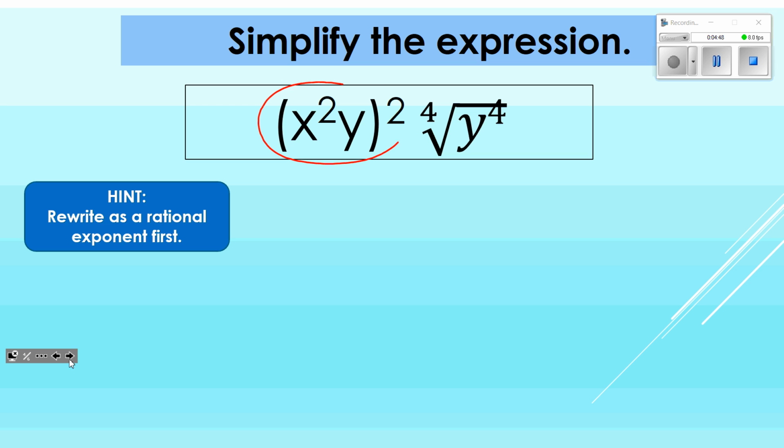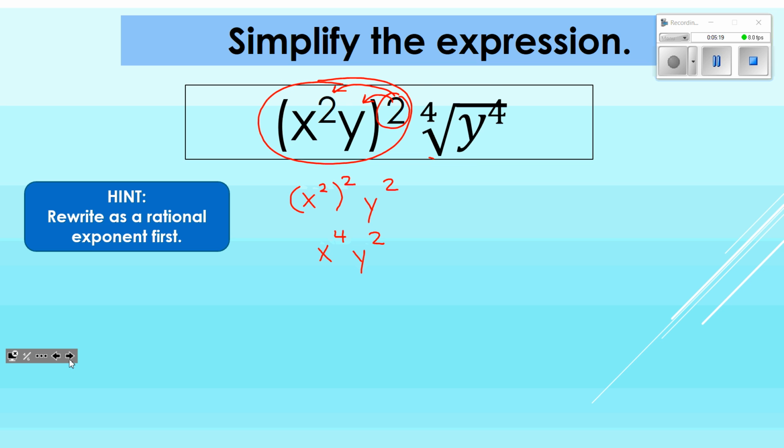First, we're going to look at just this portion. Outside, we have an exponent. It's going to be applied to each base inside. So what we have first is x squared raised to the 2nd power, and then we have y squared. Remember, with an exponent raised to an exponent, we call that power of powers, and we multiply it. So x squared raised to the second power would be x to the fourth power. Here we just have y squared.